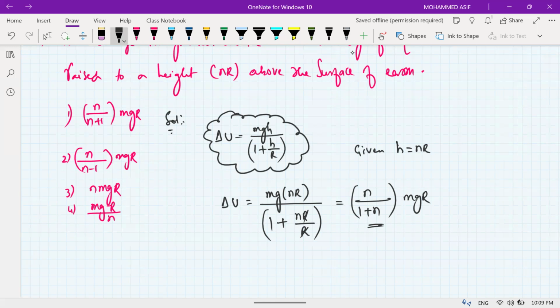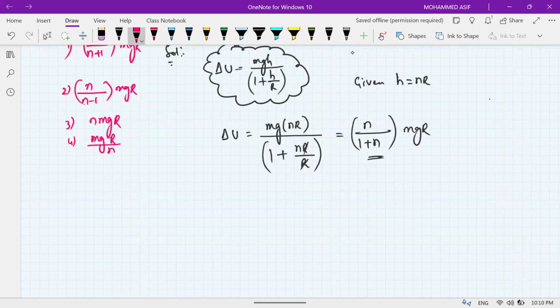Am I clear? Sir, and we didn't cancel. Where, how do you cancel it? It is mg into nR divided by 1 plus nR. So here R is getting cancelled. It is 1 plus n and above is n, something like this, n divided by 1 plus n. ना कैसे करके करोगे? नहीं होगा ना? Yes, sir. Brilliant. अगर h की वैल्यू R होती तो आंसर क्या होता बताओ?